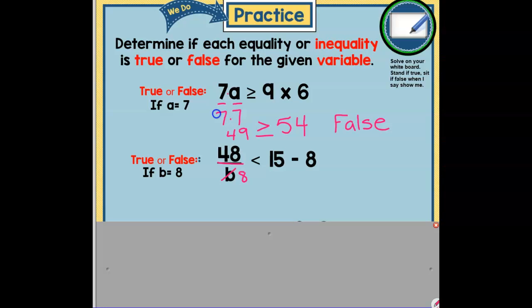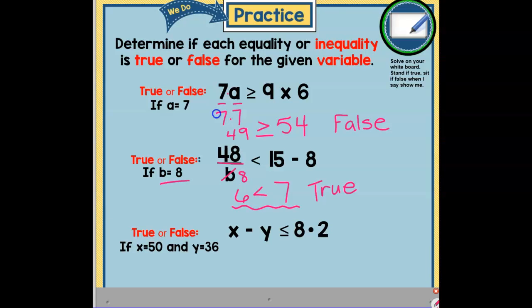So I'm going to substitute my 8 in. 48 divided by 8 would be 6. Is 6 less than 15 minus 8, which would be 7, because 7 is 14, one more would be 15? Is 6 less than 7? Stand up if you think that that's a true statement. 6 is definitely less than 7, so this inequality is actually true if b is equal to 8.